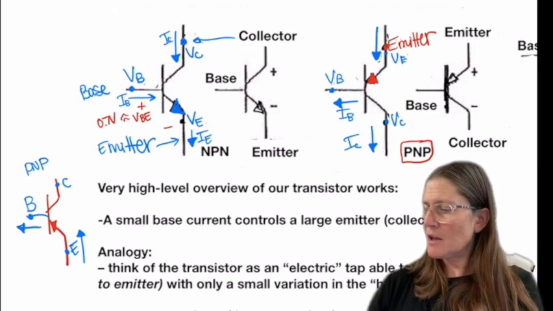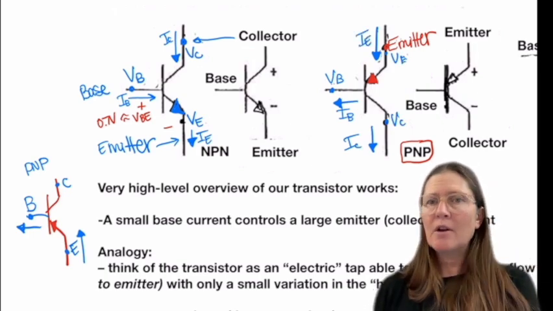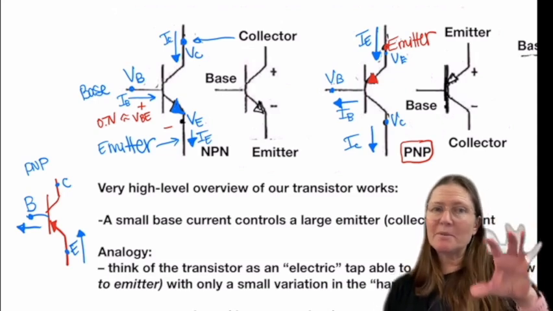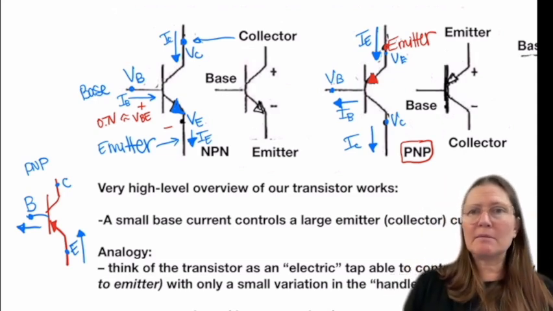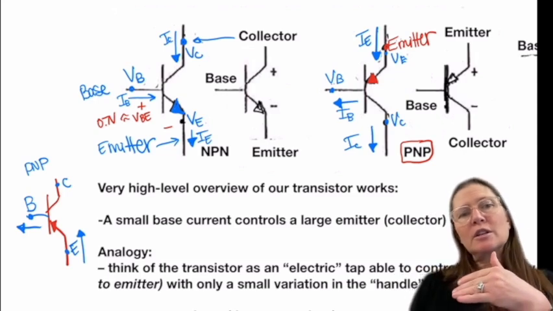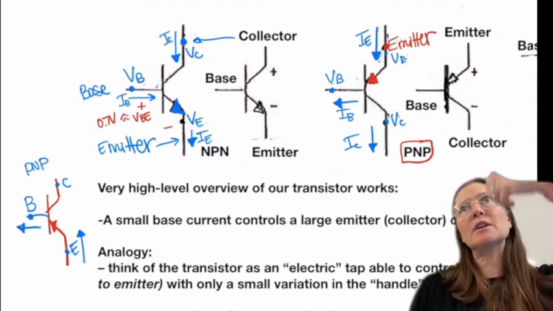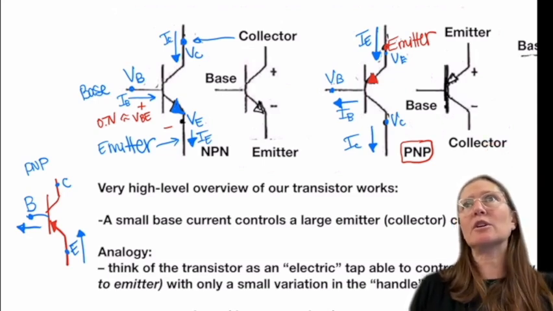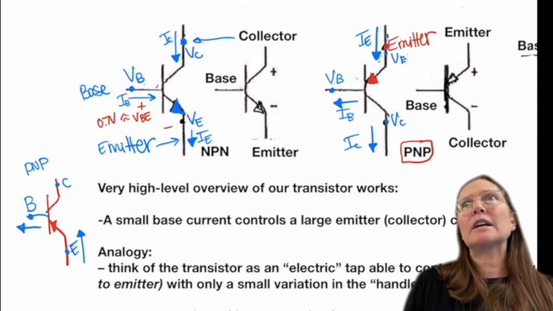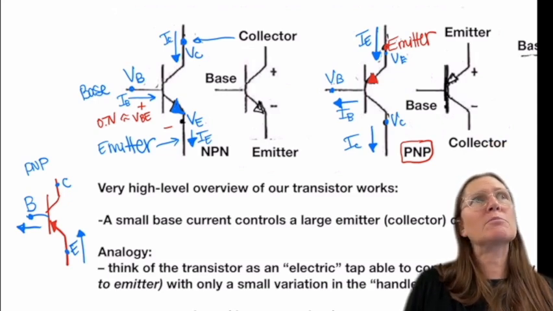VE and IE. Okay, so PNP is kind of opposite the NPN. Currents go in to the emitter, and then they flow from collector to emitter, and then for the PNP, they flow the other way, and the current goes out. All right, questions on how to identify NPN versus PNP?